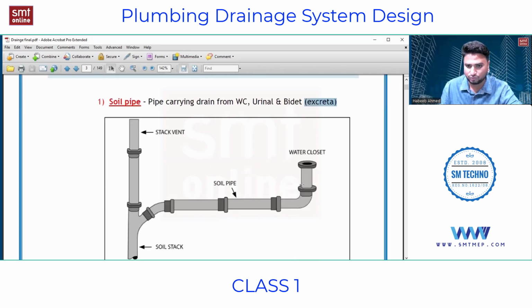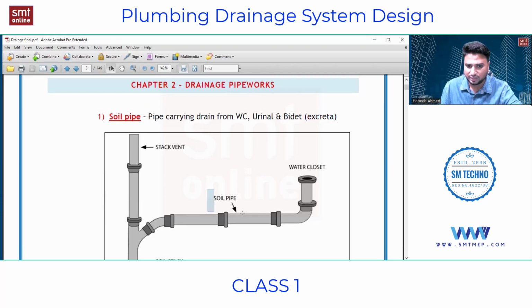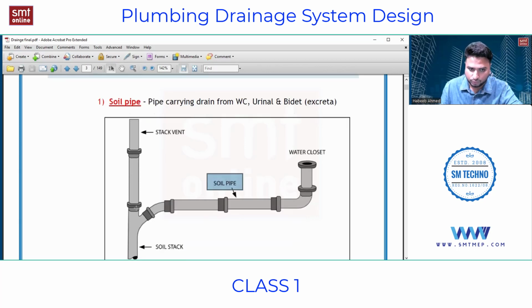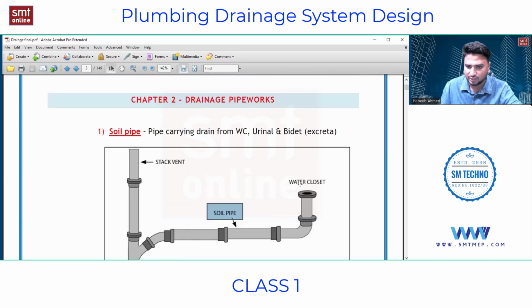For example, here it is written as a soil pipe, and this is a horizontal pipe connected to this vertical pipe. Here it is clearly showing that the WC will be fitted, and from the WC this is connecting over here. That means the trap of the WC would be connected. So if it is a WC, urinal or a bidet, whatever drain is being carried along in such a pipe, that pipe is called a soil pipe.